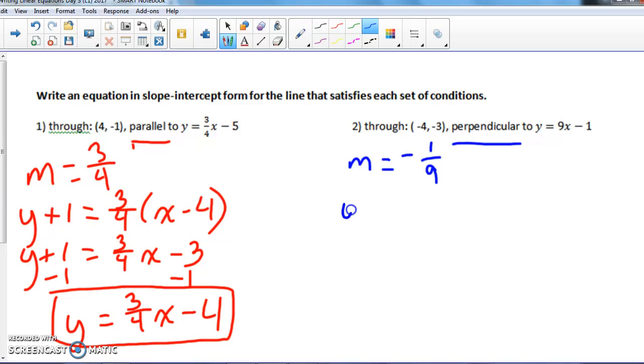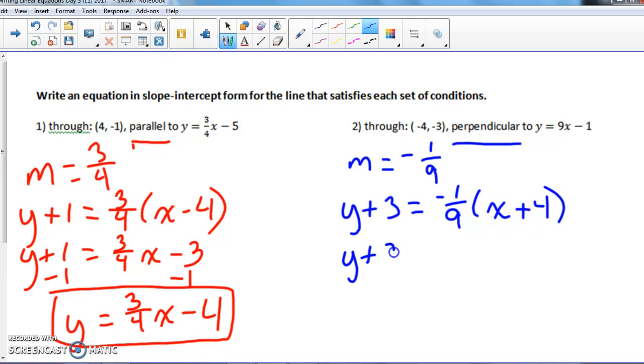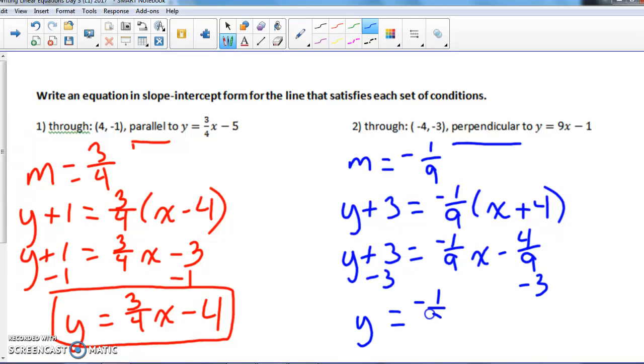I'm going to say y minus my y value, which becomes y plus 3, equals my slope times x minus my x value, which becomes x plus 4. Distribute on the right-hand side, which gives me -1/9 x minus 4/9. I know you don't like those fractions, but we can deal with this. Get y by itself. And I would like you to leave this in fraction form, not make these decimals.